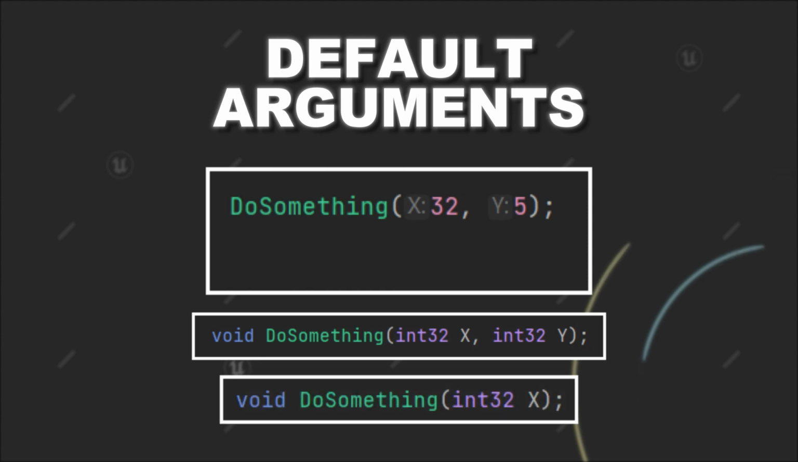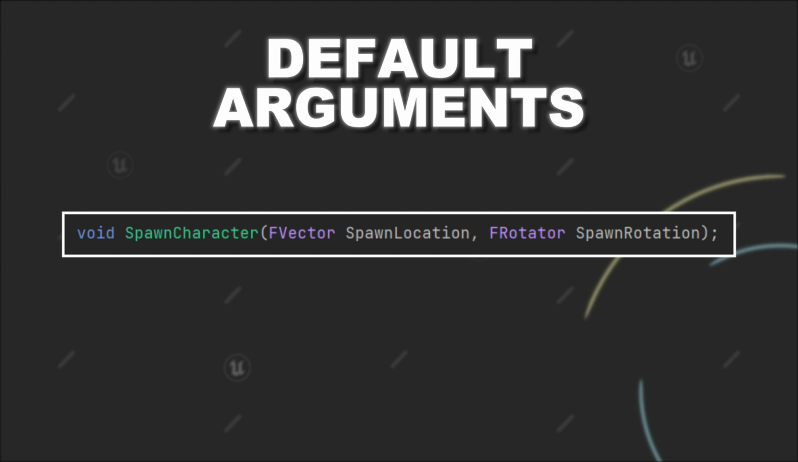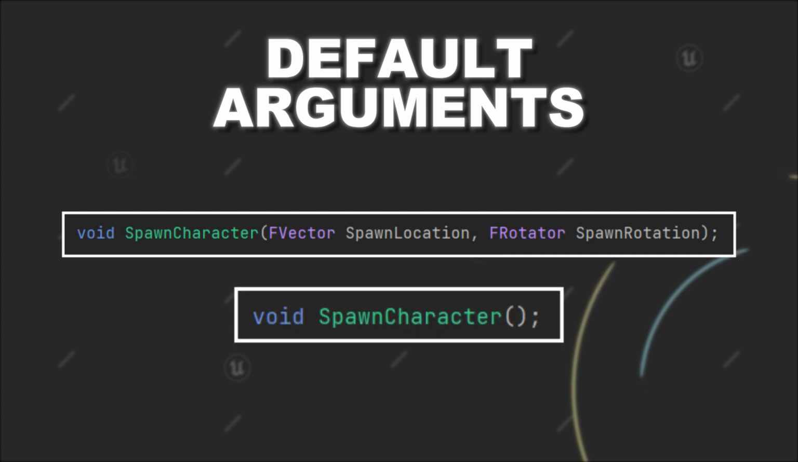Or we create overloaded versions of a method when we don't want or need to pass certain information to a method. For example, when spawning a character, we could want to pass information about a certain location and rotation for the character to the method. However, it could also be that we want to offer a version of this method for which we don't have to provide these infos and spawn the character at a default location.